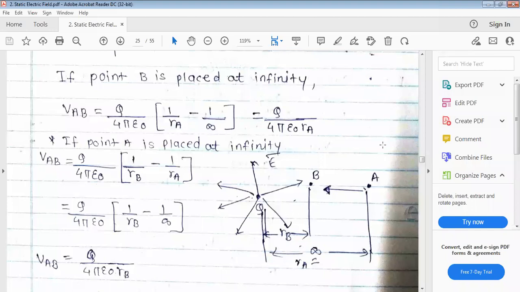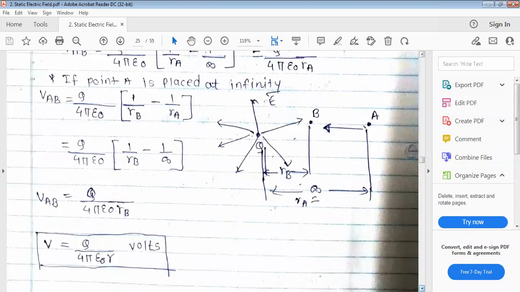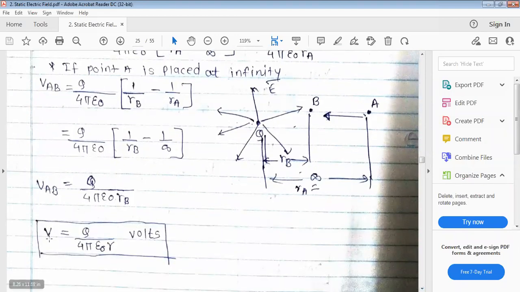Okay. So remember these two equations. If we place any one of the charges at infinity, then the general equation for potential V is equal to Q upon 4 pi epsilon 0 R, or it is also measured in joule per coulomb. So remember, this equation is very important.